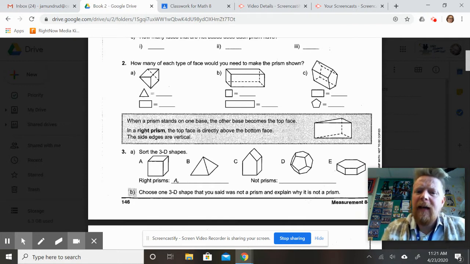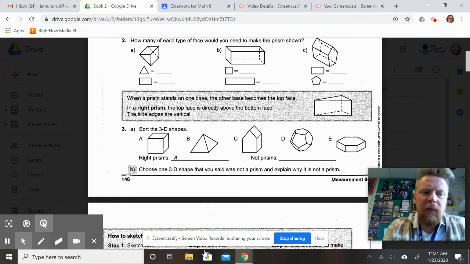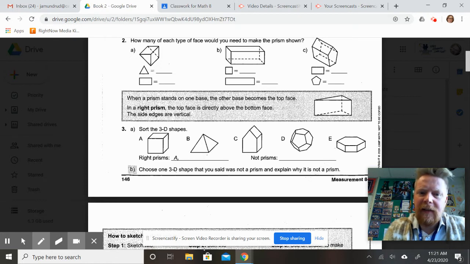Some other ones may be prisms, and some of these won't be prisms as well. Which other ones here would be vertical prisms? It looks like E is a vertical prism. It's got a bottom face and a top face, and the other sides are vertical. And what about B? Is B a prism? Well, it does have a base, but does it have a top face? It doesn't. So it must not be a prism. Sorry, that's B. There we go.